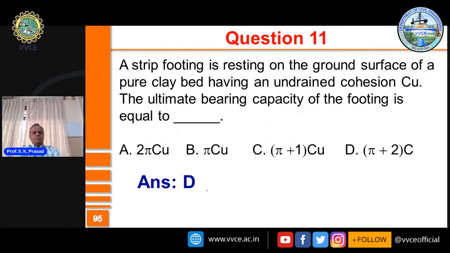Let us move to the next question. A strip footing is resting on ground of a pure clay bed having undrained cohesion of Cu. Ultimate bearing capacity has been analyzed by many researchers, including Skempton, and approximately it is 5 something. Therefore, it is given by the empirical equation D. So qf is equal to c Nc, where Nc is approximately around 5. Therefore, pi plus 2 is 3.14 plus 2, approximately 5.14. So answer is D.